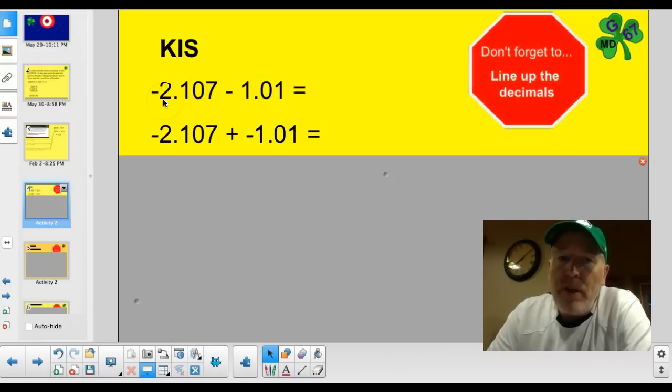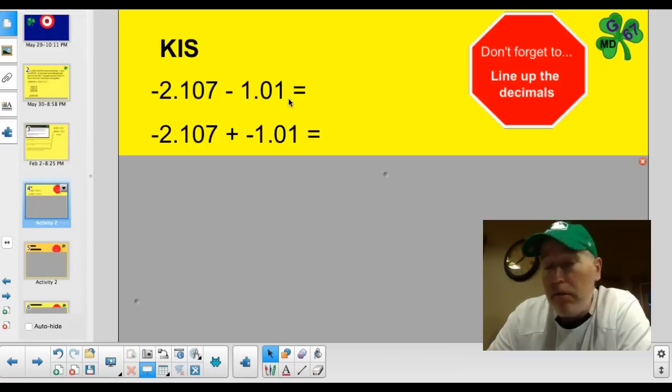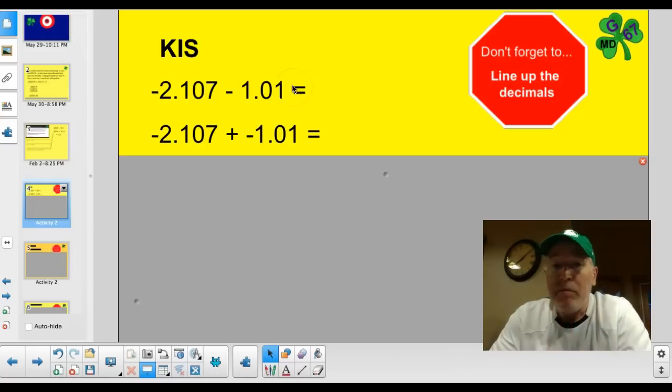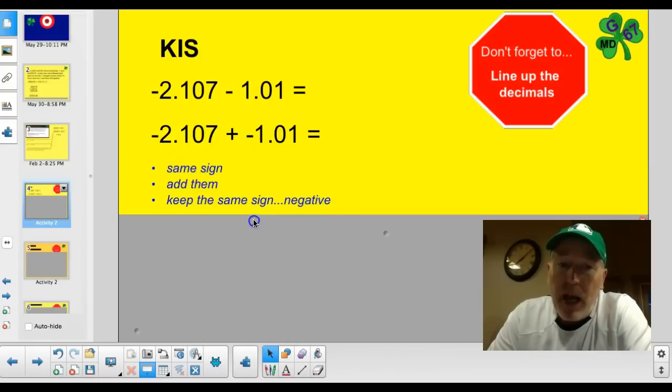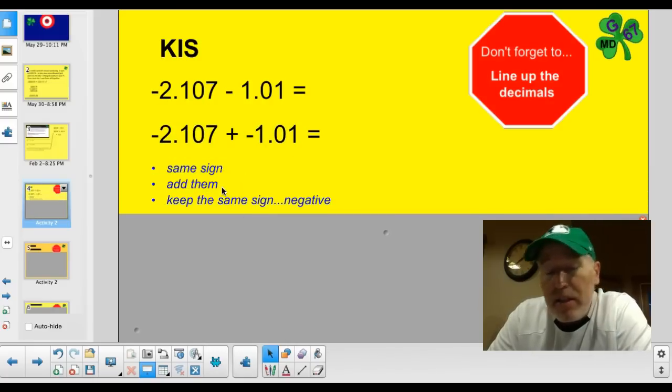All right, so we have a negative 2.107, and we need to subtract 1.01. All right, this can look a little intimidating, but what we have to do here is, first of all, I think about this as negative 2.107 minus 1.01. I think of it as negative 2.107 plus another negative 1.01. So now I'm thinking about it. I've got these two are really the same sign. I have a negative and I got a negative. In this case, I know that according to my little rules, I just add them, and then I'm going to keep the same sign, which is negative.